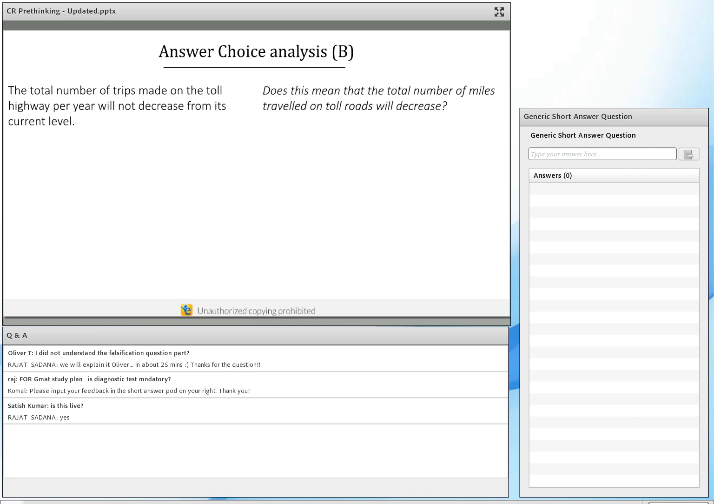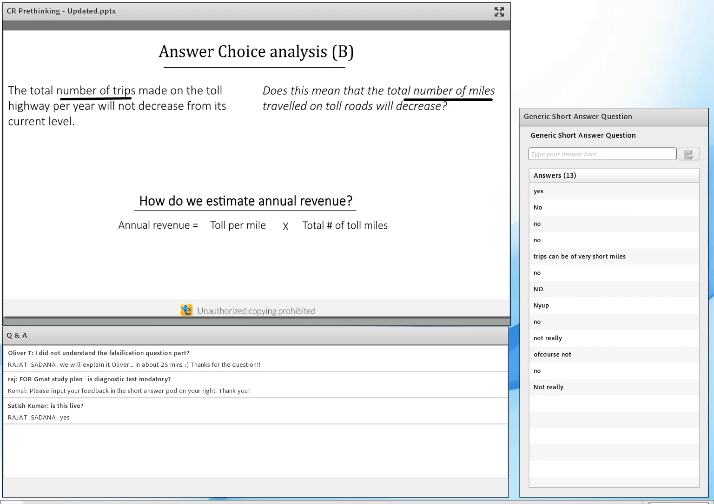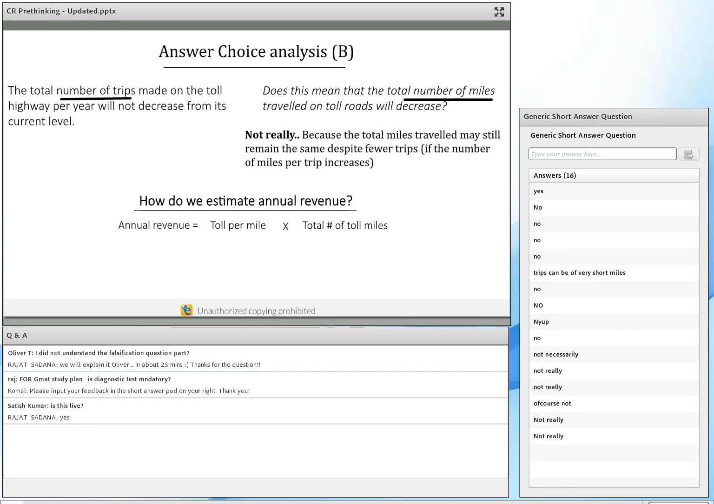And then we're going to really say, is this a must be true? Remember the analysis that we did earlier? If this choice is true, does it mean that the total number of miles traveled on toll roads will not decrease? What do you guys think? If the total number of trips goes down, will the total number of miles definitely go down? Not really. Why? Because if the number of miles per trip increases, then that need not be the case.